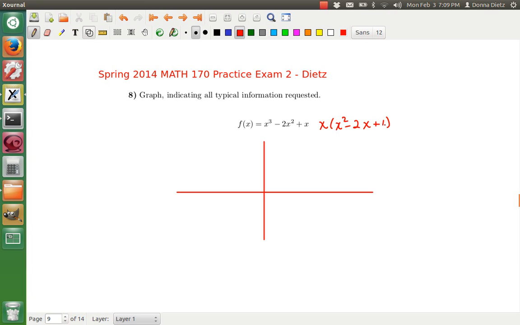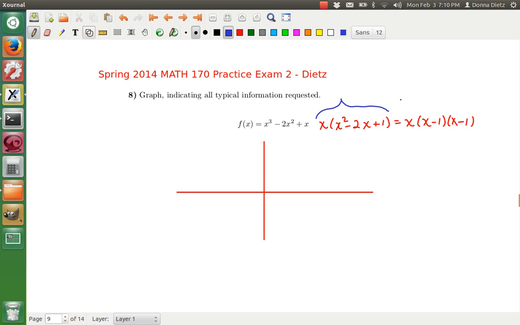There we go. And well, it looks like it's just going to factor further. There we go. Let's say you've completely forgotten how to factor. Well, you should be able to factor the x out. I can't help you with that. I mean, I can, but come to my office.